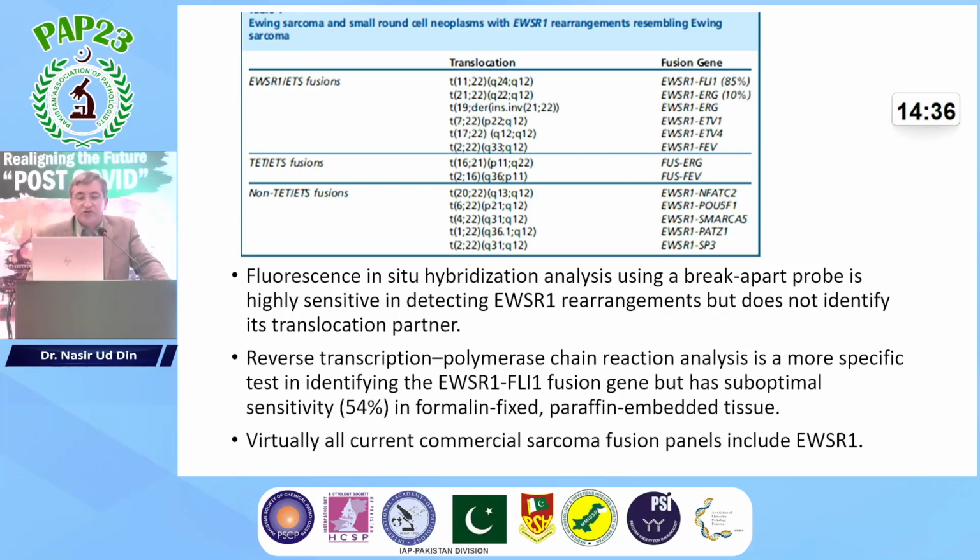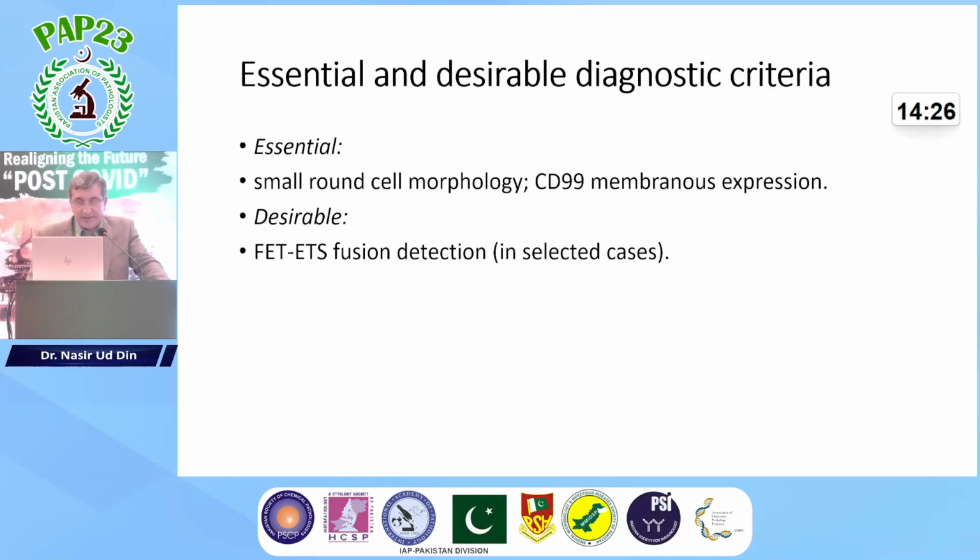RT-PCR analysis is more specific in identifying the fusion partner, but has suboptimal sensitivity in formalin-fixed paraffin-embedded tissue. Essential and desirable diagnostic criteria: essential are small round cell morphology and CD99 membranous expression. Desirable, FET-ETS fusion in selected cases.